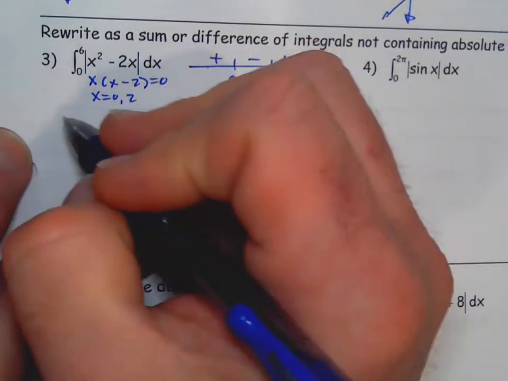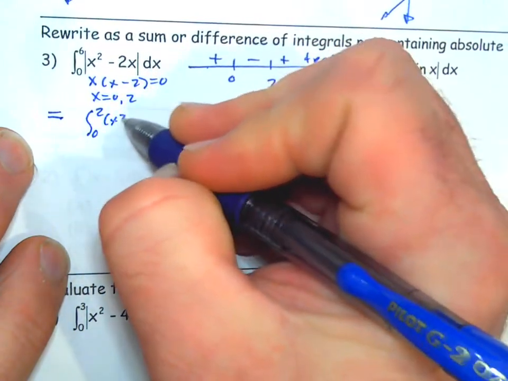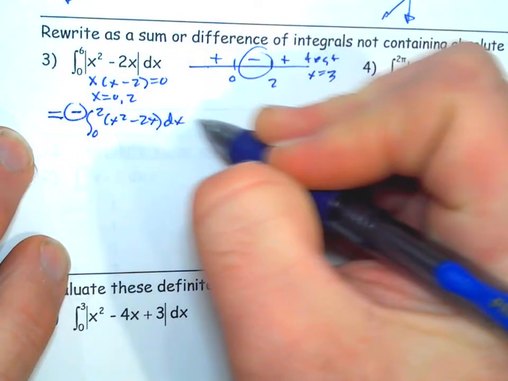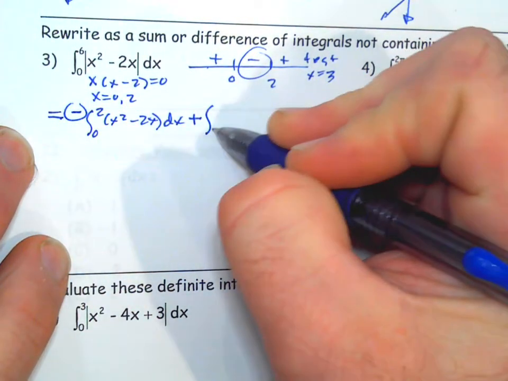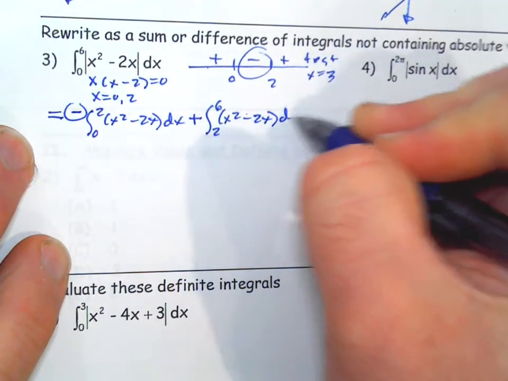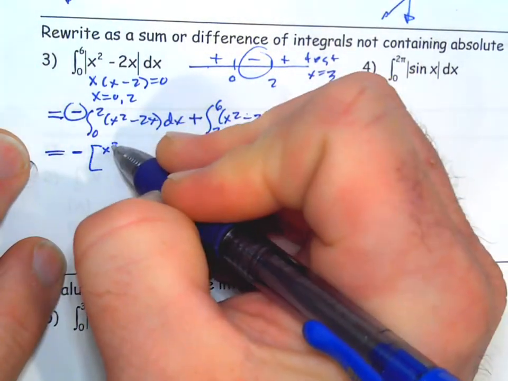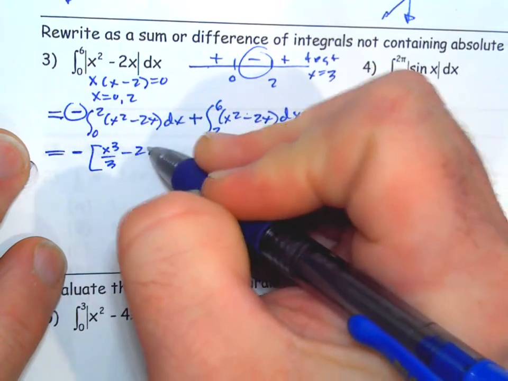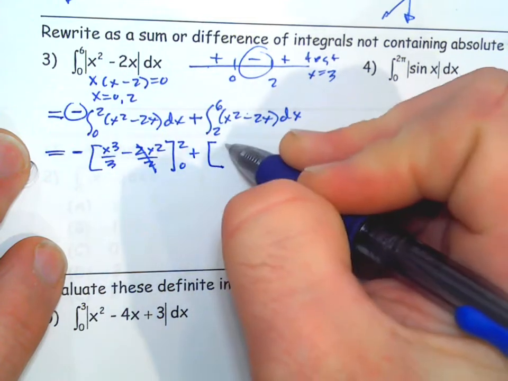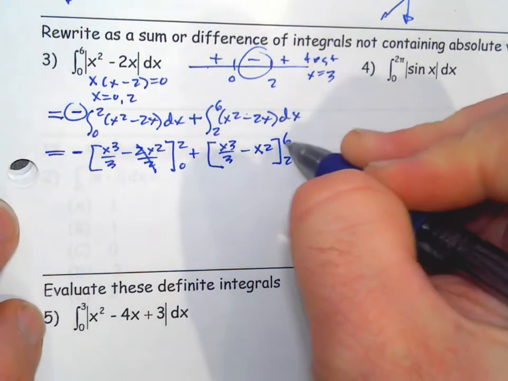So if we rewrite this, we're going to do 0 to 2, drop the absolute values. This is the negative part. So we got to put an extra negative to fix it. Plus, the next part's positive, so it's plus 2 to 6, x squared minus 2x dx. And so the antiderivative is x cubed over 3 minus 2x squared over 2, 0 to 2. Same antiderivative, x cubed over 3 minus x squared, 2 to 6.